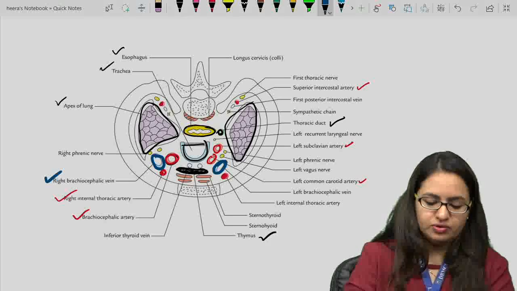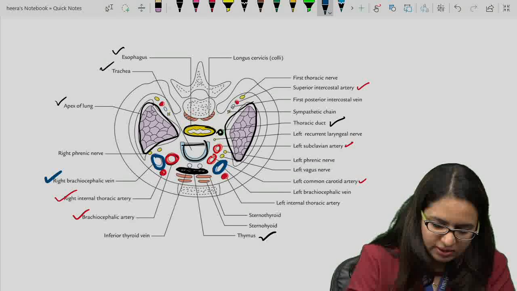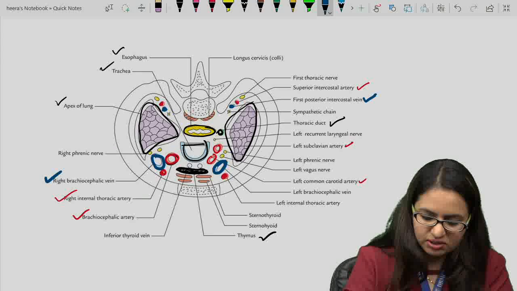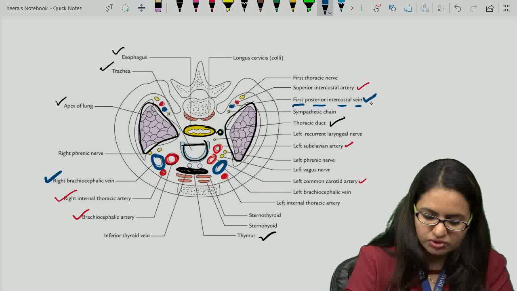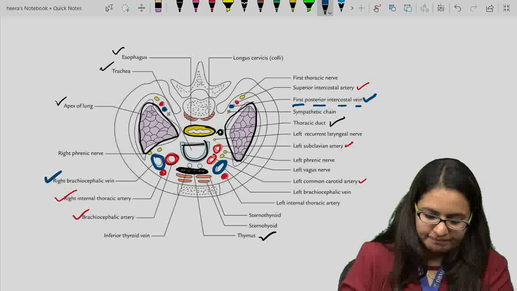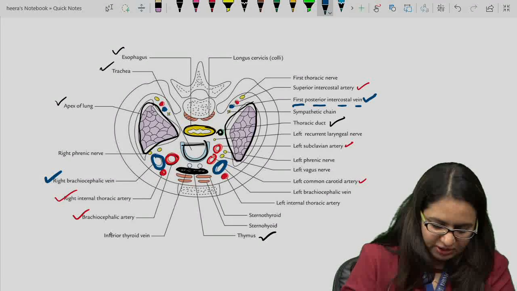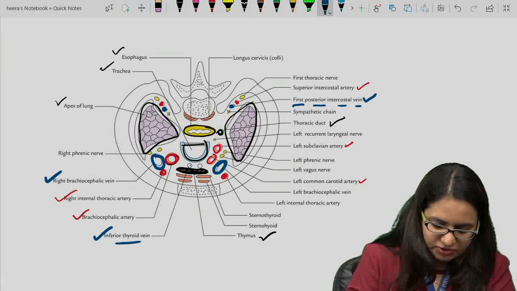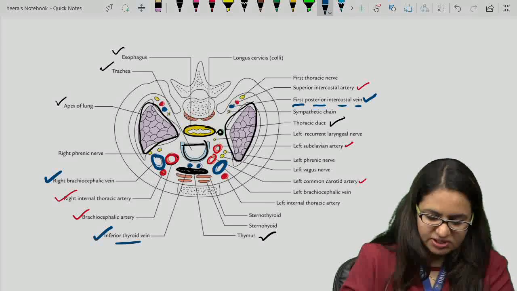The right and the left brachiocephalic vein. As we go more posteriorly, on the right and the left side we have the posterior intercostal veins, the first posterior intercostal veins. Apart from this, the inferior thyroid vein is present over here, the right and the left inferior thyroid vein.